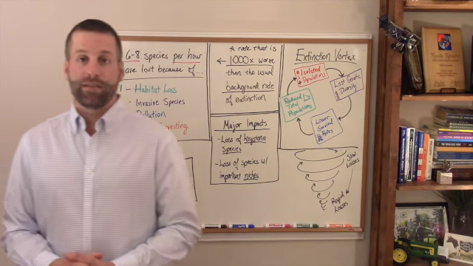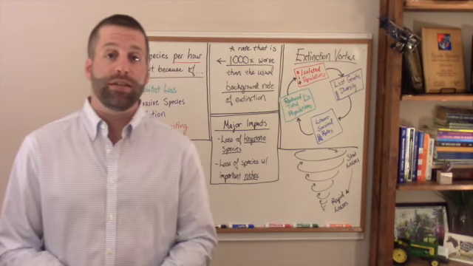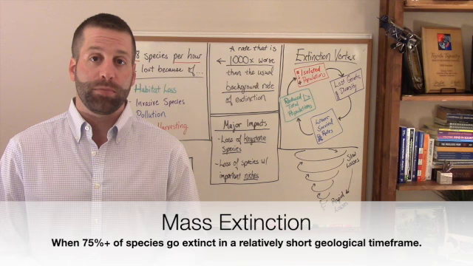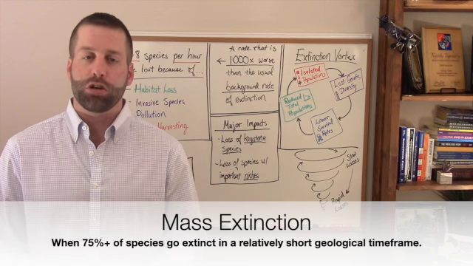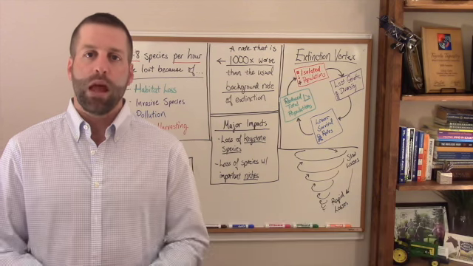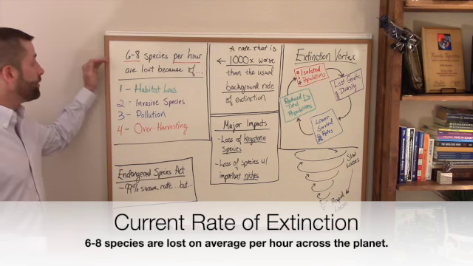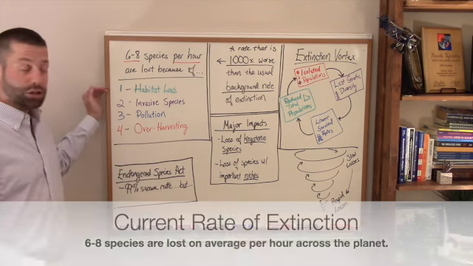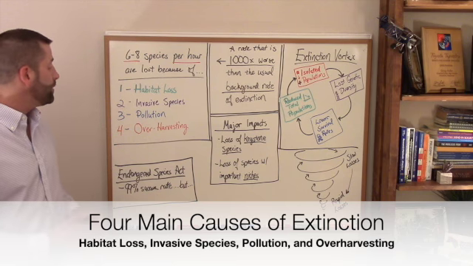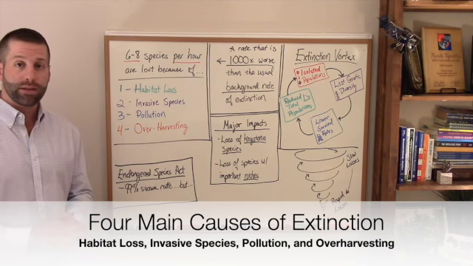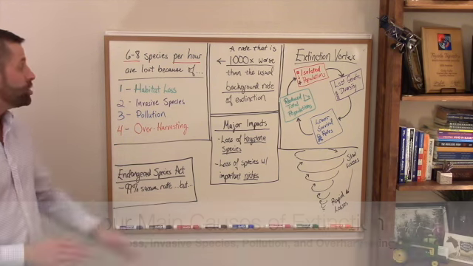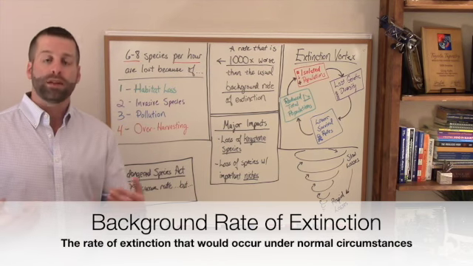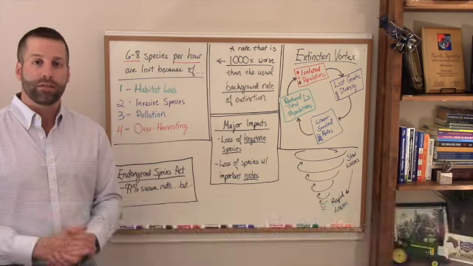Last week we discussed extinction, or the permanent loss of species, and mass extinction, or when 75% or more of the planet's species are lost in a relatively short geological time span. We said that the rate of species being lost is 6 to 8 per hour on average on a global basis, and that this is largely because of habitat loss, invasive species, pollution, and overharvesting. This rate of extinction is over 1,000 times greater than the background rate of extinction, or what would be the extinction rate under normal circumstances.